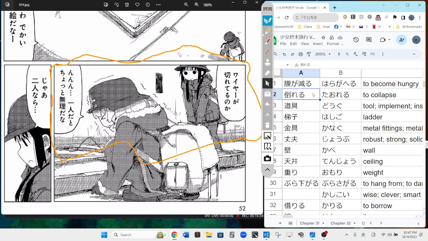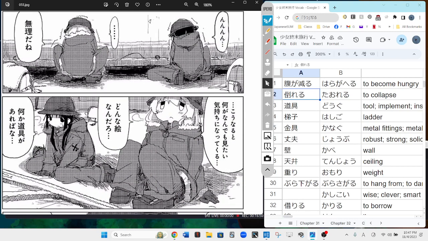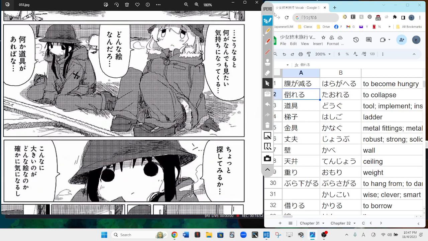Hitori dato chotto muryo da na. It's like, if we do it alone, it would be impossible. Perfect. Ja, futari nara. Well, if the two of us do it, muri da na. This is impossible. Next two bubbles go to Anthony. Probably two different sentences, but same character talking.